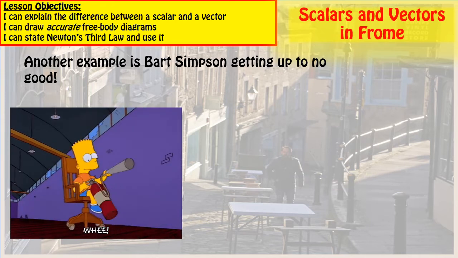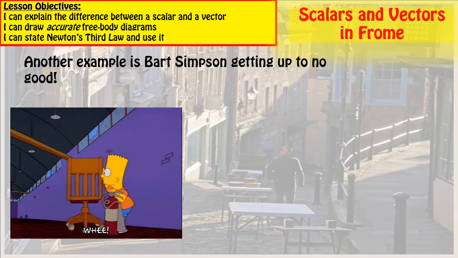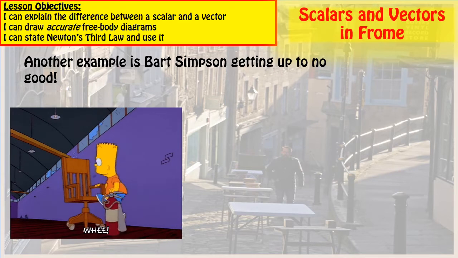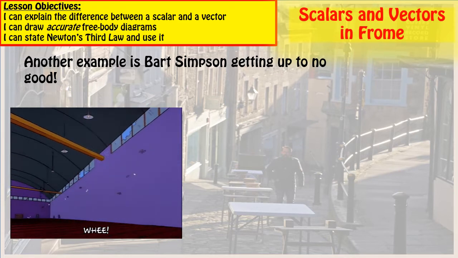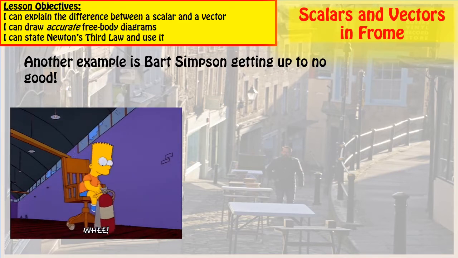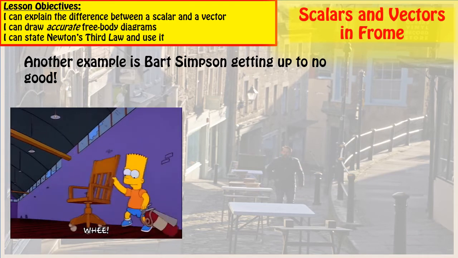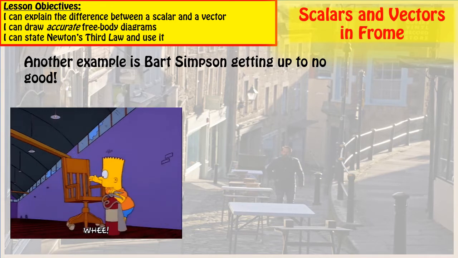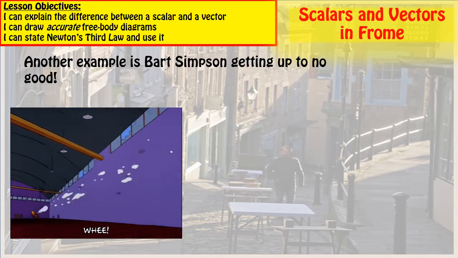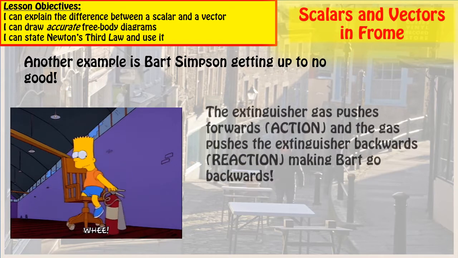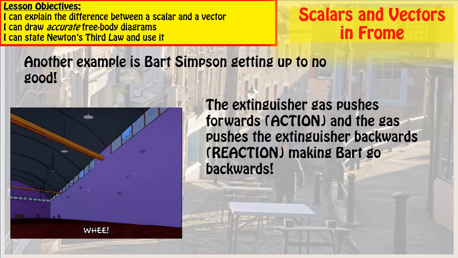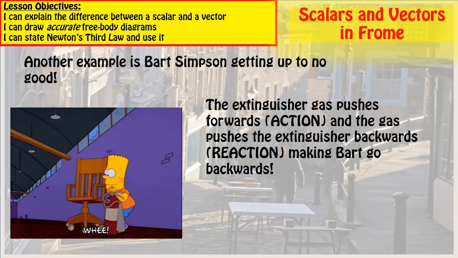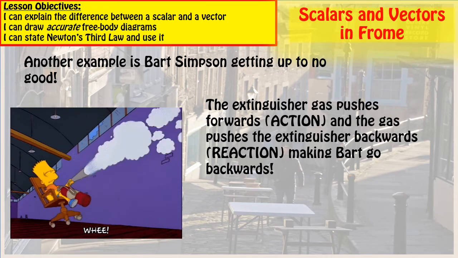Well, the action comes from the fire extinguisher. The fire extinguisher pushes air outwards with a great force, or maybe it's carbon dioxide perhaps, and that causes the surrounding air, outside of the fire extinguisher, to react and push Bart on the chair and the fire extinguisher in the opposite direction. So we have an action and a reaction. What I've written is the extinguisher gas pushes forwards, that's the action, and the gas pushes the extinguisher backwards, that's the reaction, making Bart go backwards.